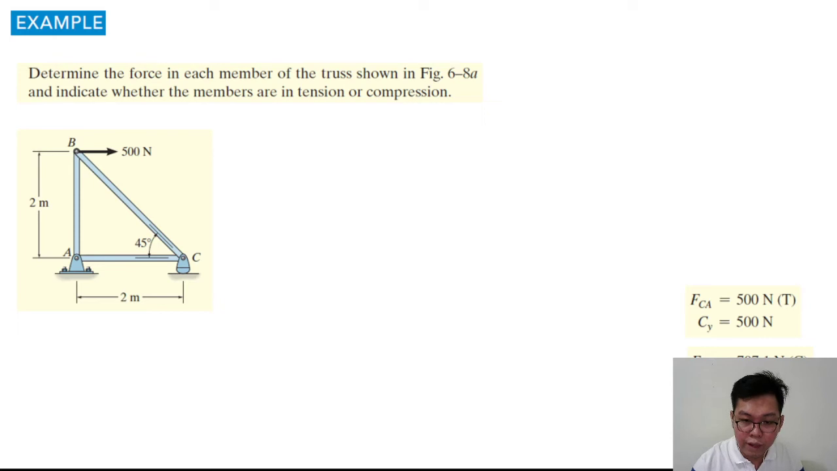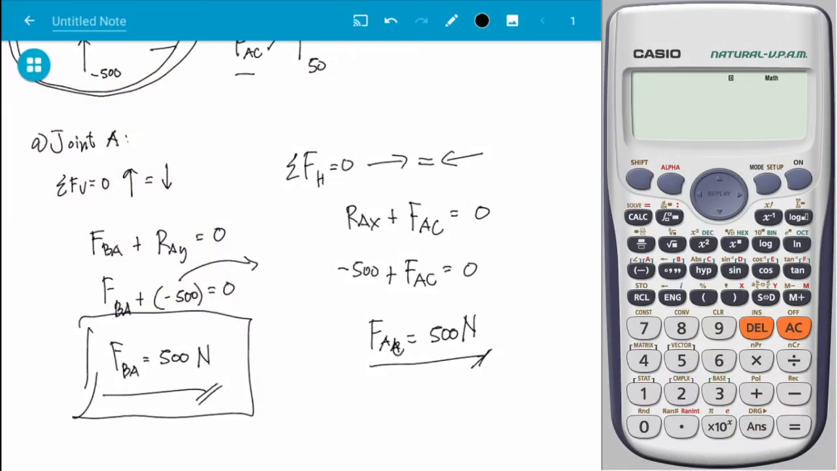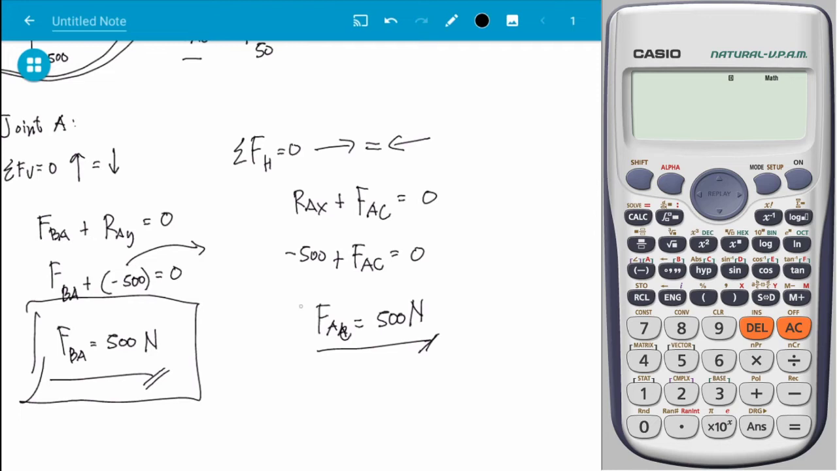Nakuha natin yung FBA or FAB na tension. So, we have this. Ito is one answer. And then, yung next is yung FAC. Nakuha din natin. And then, ang kulang na natin is yung FBC.